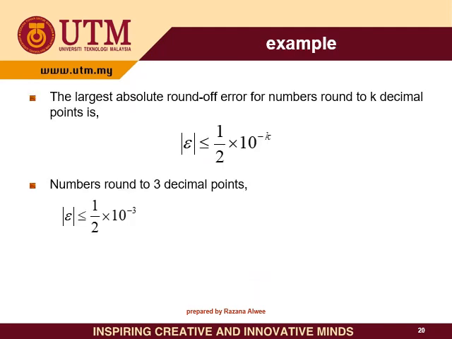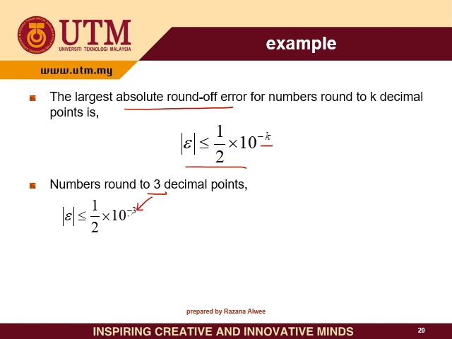Now we look into the largest absolute round-off error for numbers. They give you a formula here. The error is less than or equal to 1/2 multiplied by 10 to the negative k. This depends on how many decimal points the question asks you. Let's see, for this question, numbers are rounded to 3 decimal points. So for the absolute round-off error, we use this equation, with k equal to 3 for 3 decimal points.